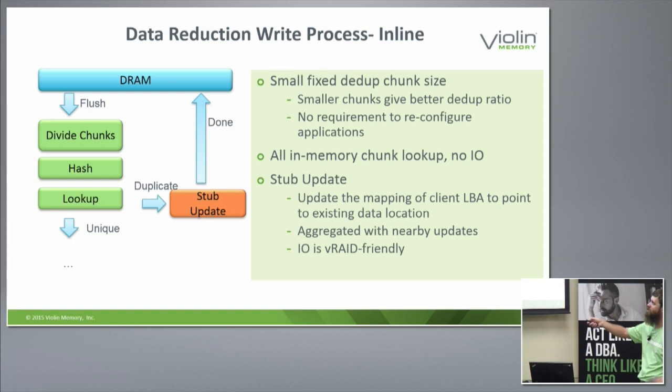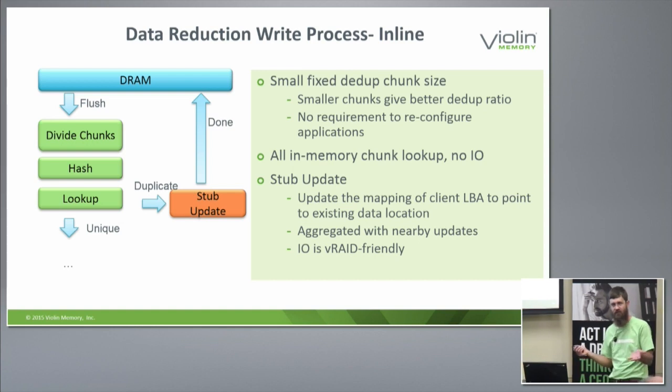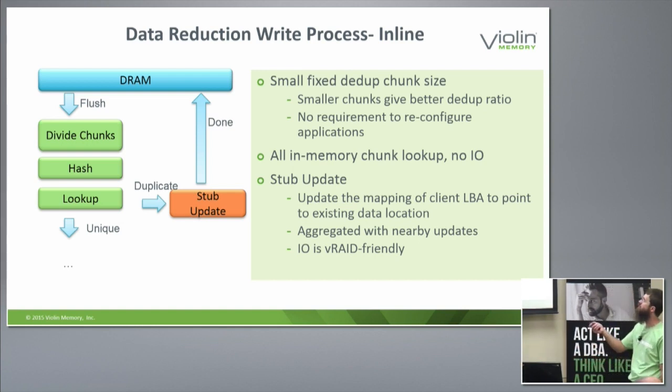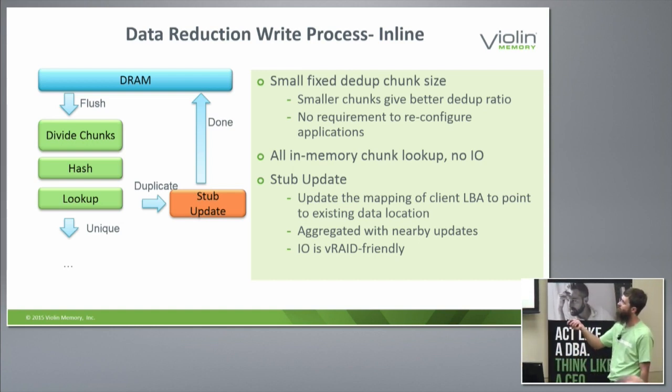First thing that has to happen in any dedupe engine, we have to divide this thing into chunks. We have a data stream from the customer. They gave us potentially a large IOP, 256K IOP or something. We divide it into small fixed size chunks. Then we'll hash it, and we'll take that hash and look it up in this totally in-memory lookup engine. There is no flash IO up to this point. So there's no latency, no flash writes, no flash reads.